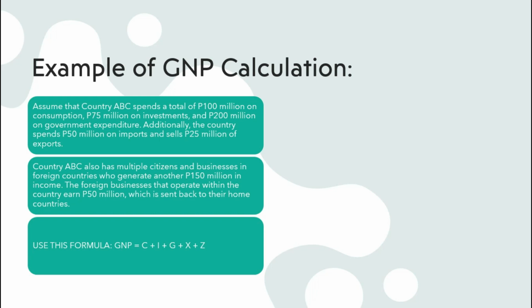Let us assume, class, that country ABC spends a total of 100 million pesos on consumption, 75 million on investment, and 200 million on government expenditures. With that, we can calculate the CIG, but we still have to look for the import and export.